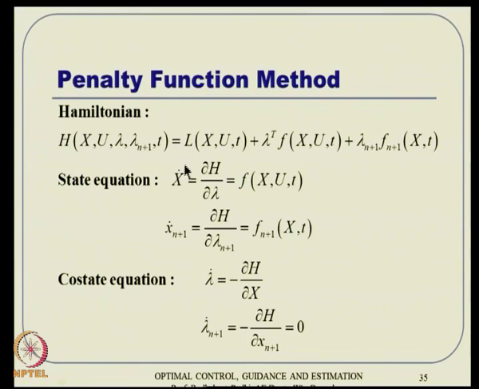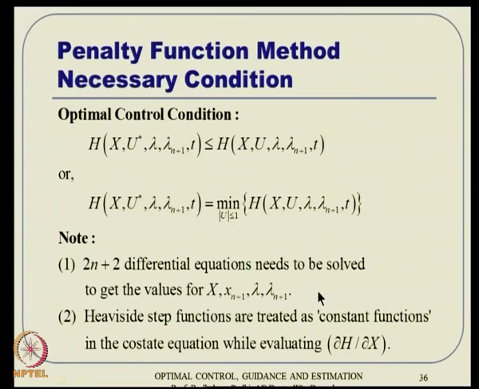You have the Hamiltonian, which is L plus lambda transpose f, but we have one more equation. So, lambda n plus 1 times f n plus 1 actually. This term lambda n plus 1 times f n plus 1 is coming in addition to what we already had. And state equation, obviously we have one more state equation. And co-state equation also, we have one more co-state equation. So, it will follow like that actually.